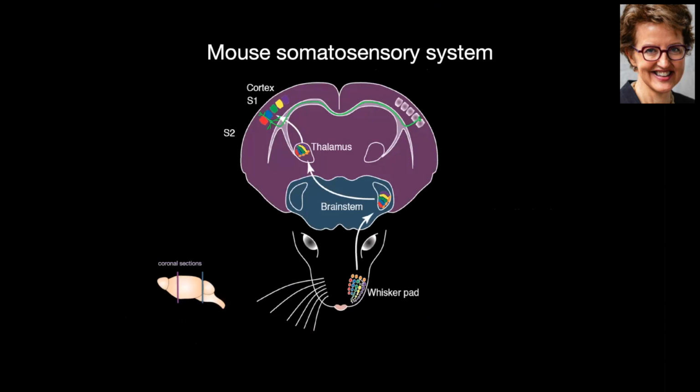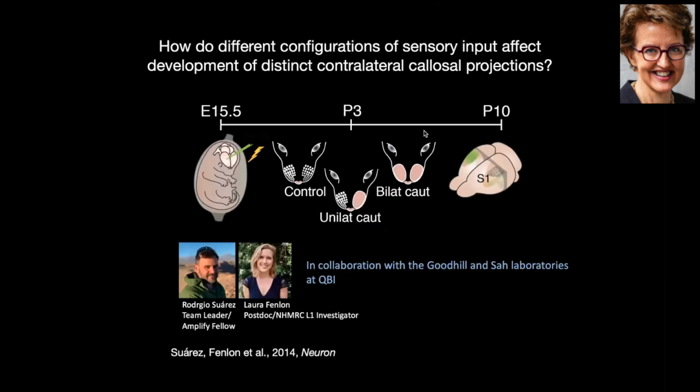And the information is topographically retained through the brainstem, the thalamus, and into the cortex. But the projection is fully crossed. There's no ipsilateral projection in the somatosensory system of the rodent. And so the first time that the information is integrated between the two hemispheres is at the level of the corpus callosum. So Rodrigo Suarez and Laura Fenlon, who are actually just starting their own groups now at UQ, set out to understand how this occurs.